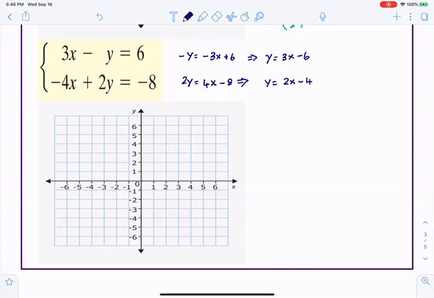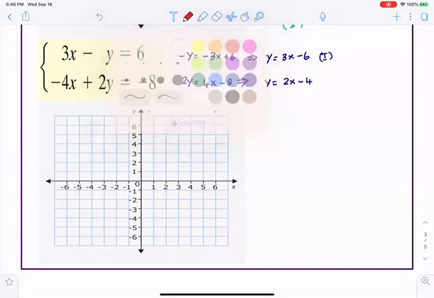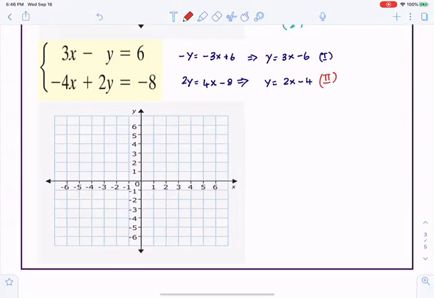And let's use blue for line 1 and red for line 2. We know the y-intercept for the first line is -6, so it is right over here. And that is an increasing line, and the slope is 3. So if I plug in 2, I'd have to get 0. So that is the first line.